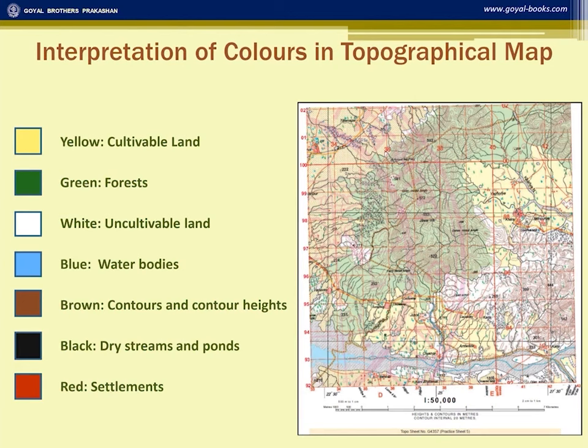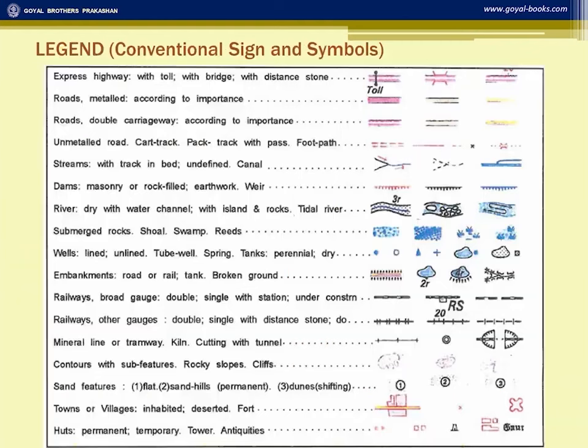Now, what is the significance of these colors in the topographical map? You see the various features, if they are shown in different color, it is very easy to pinpoint them, to study about them, and it also makes it attractive for the students. Now we come to the conventional signs and symbols.